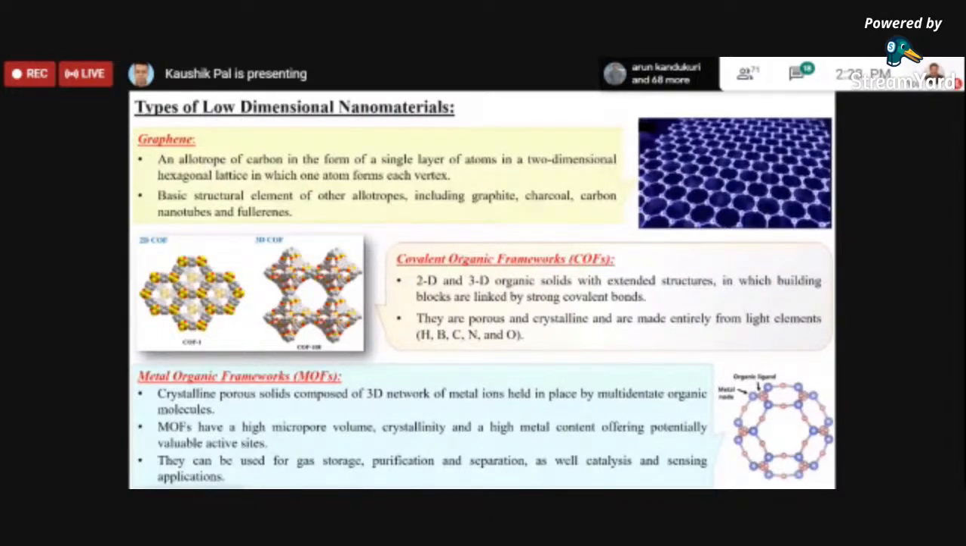Then we have covalent organic frameworks, in short form COFs, as you have probably heard. These are 2D and 3D organic solids with extended structures in which building blocks are linked by strong covalent bonds.